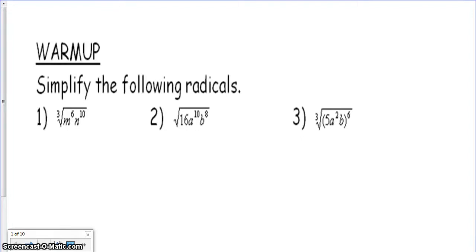We are moving on to section 5-6, or radical expressions. We're going to start by simplifying these following radicals as a warm-up. We have the cube root of m to the 6th, n to the 10th.